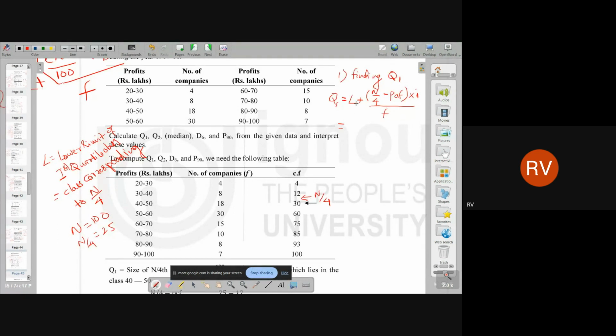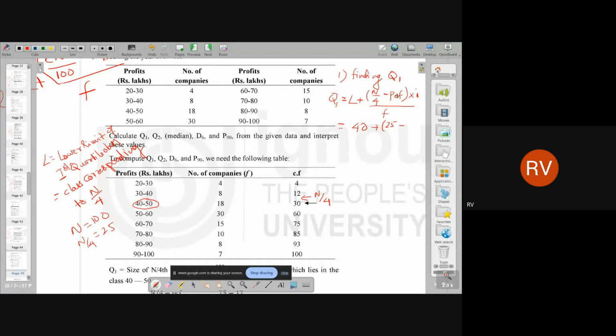L is the lower limit of the class corresponding to n by 4. The class corresponding to n by 4 is 40 to 50. So the lower limit is 40. Then plus n by 4, which is 25.